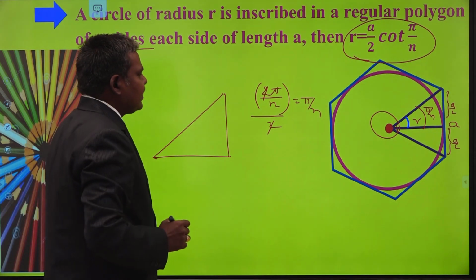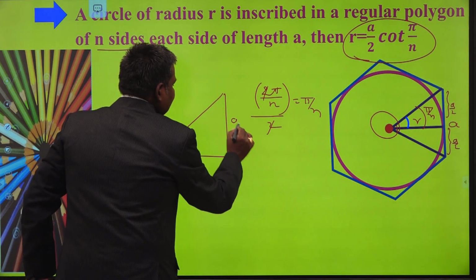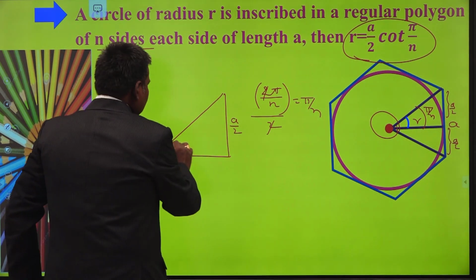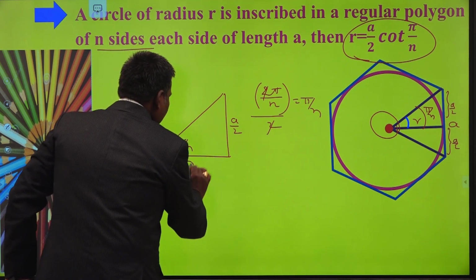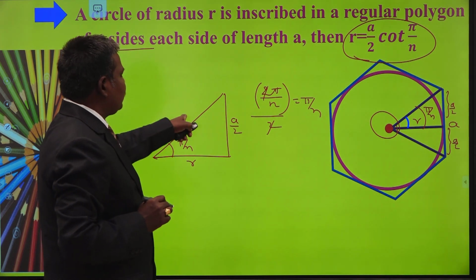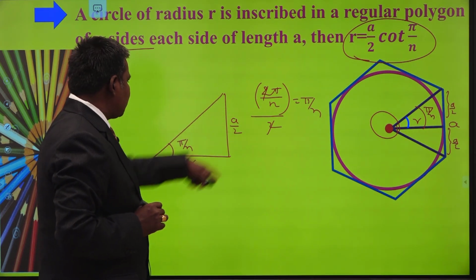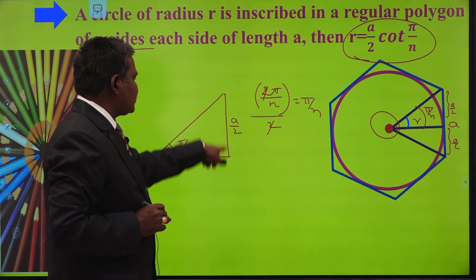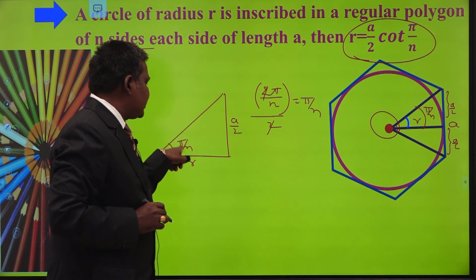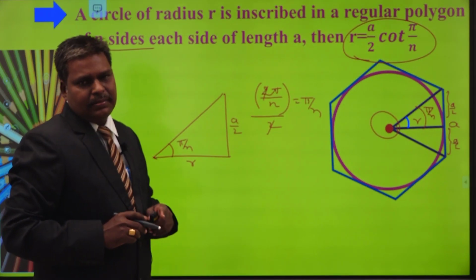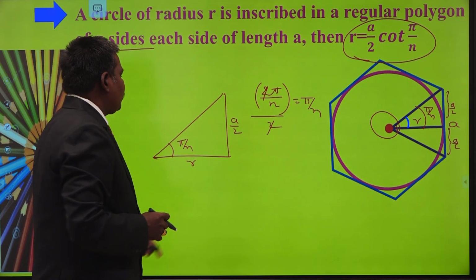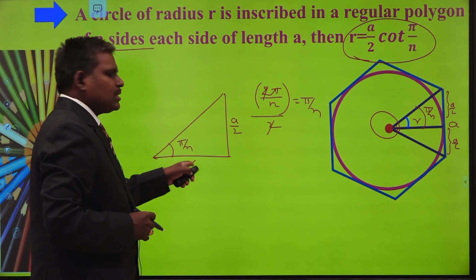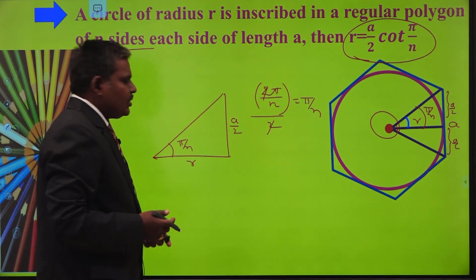We discussed previously with the same diagram, but this is the right angle triangle. What is the side length now here? A by 2. The angle is pi by n. And here we got r. For this problem, this is r units, this is a by 2 units, and the angle is pi by n. Understand? Anybody, you can say which ratio you have to prefer? This is the opposite side, this is the adjacent side. Tan theta you have to apply.